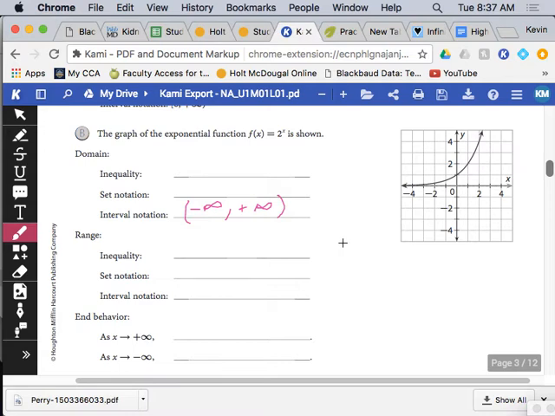Very good. So the range starts at 0, but does it include 0, class? No, it's exclusive 0 all the way to positive infinity. So if we do it in interval notation, that's 0 to positive infinity.